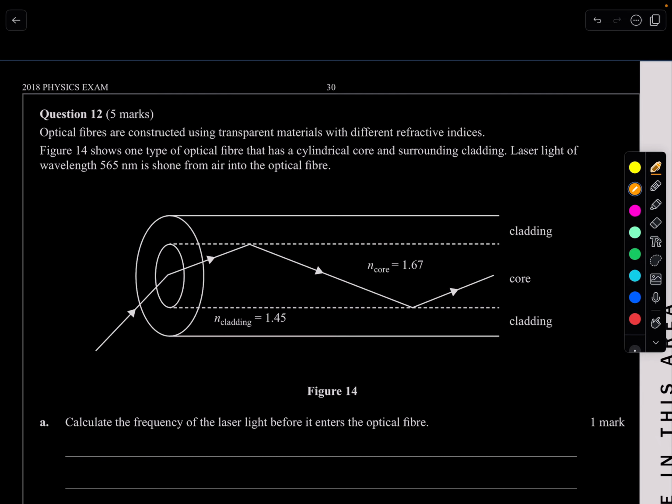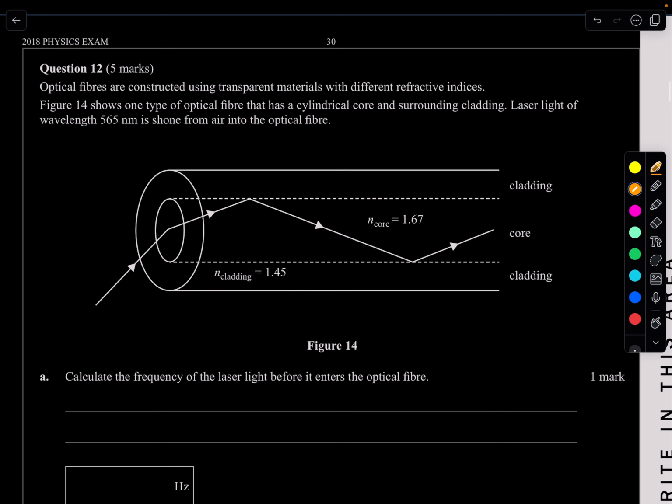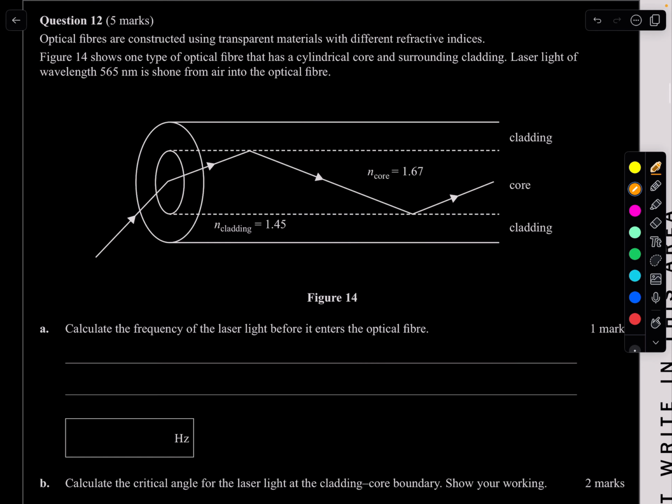Figure 14 shows one type of optical fiber that has a cylindrical core and surrounding cladding. Laser light of wavelength shown is directed from air into the optical fiber. Calculate the frequency of the laser light before it enters the optical fiber.